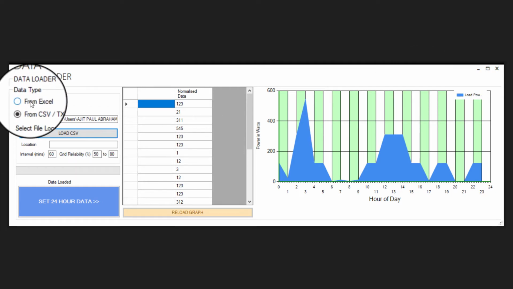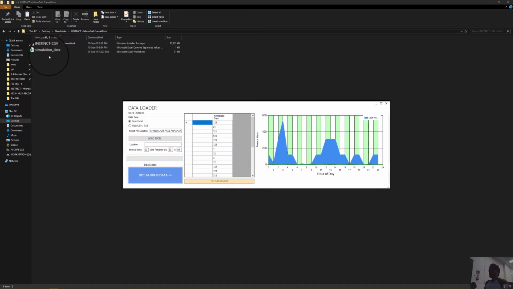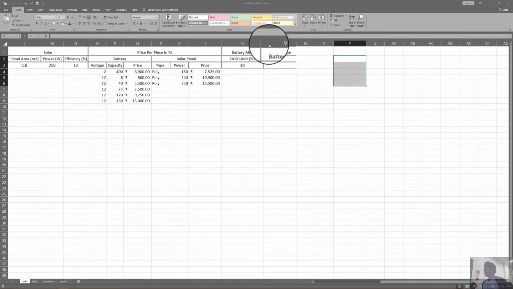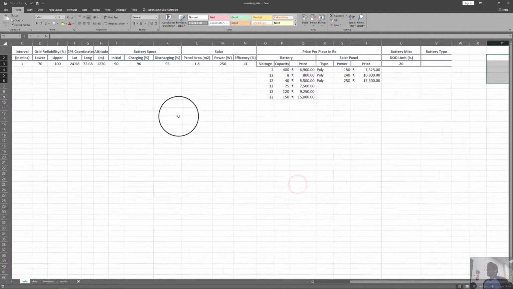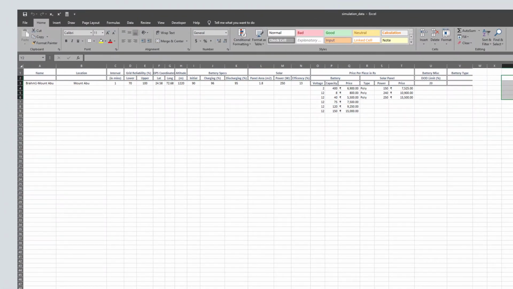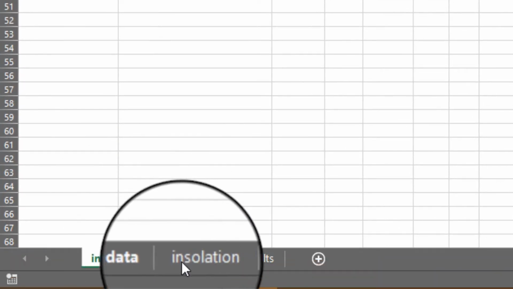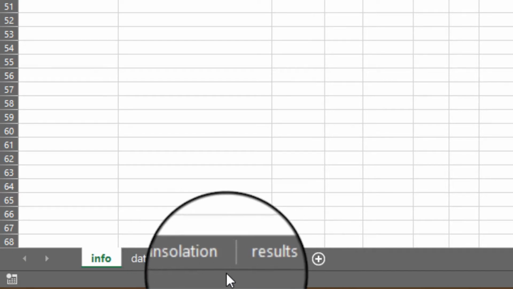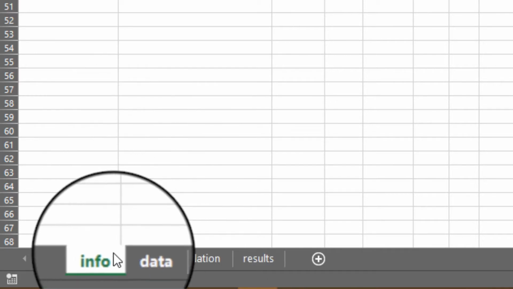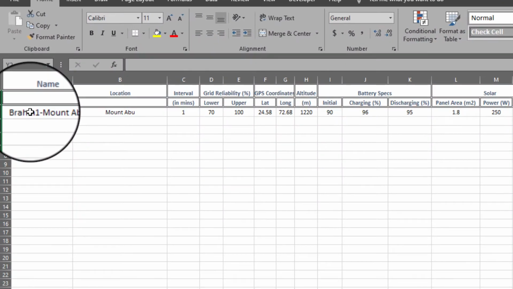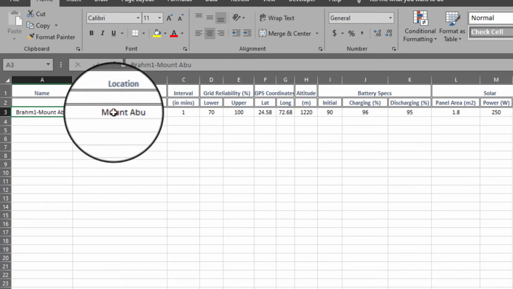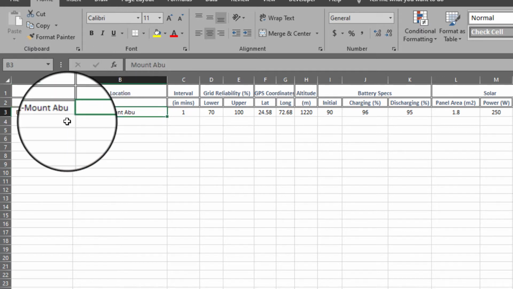Now let's see how to do it using Excel. Excel is a little more complicated. If you have an Excel sheet, there are around 4 sheets in it: the first is info, the second is data, the third is installation, and the fourth is result. These two are not used in the current version of the software. In the information tab, you can give the name of the simulation, whatever name you want, and the location, Mount Abu, as it's Mount Abu data.